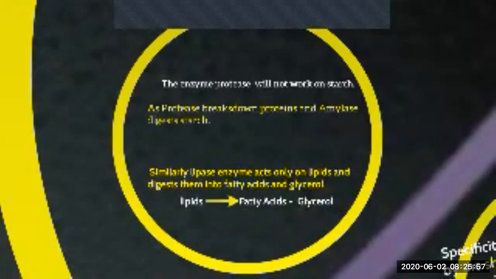Amylase will act on carbohydrates. Amylase will digest starch. Starch is also one of the examples of carbohydrates. So amylase will act only on carbohydrates and starch, but it will not act on proteins, right?